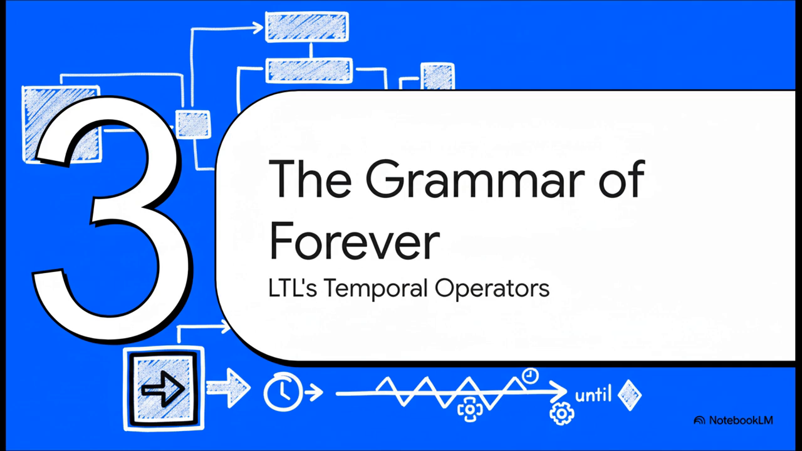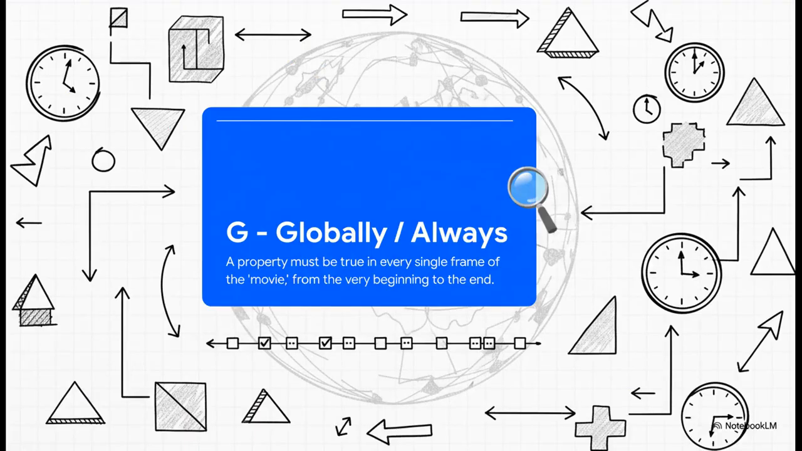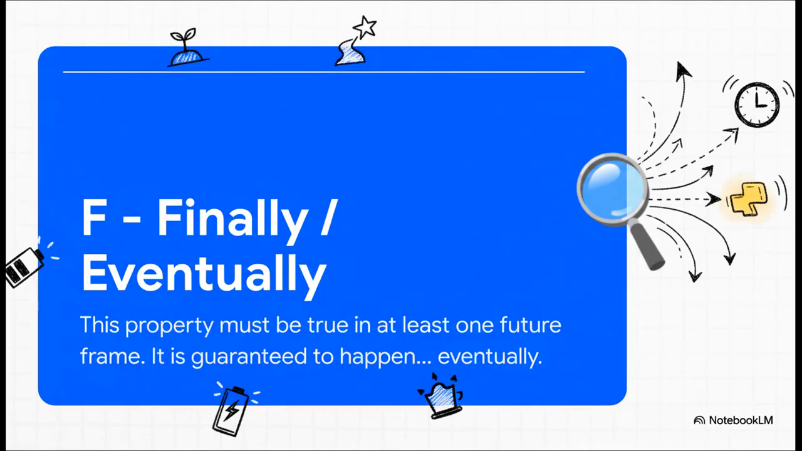Okay, so if LTL is the language for our script, what's its grammar look like? Turns out it all comes down to just a few core ideas, what we call temporal operators, that let us make really specific rules about time. First up, we have G, which stands for globally, or more simply, always. This is the big one, the ultimate rule. When you write a G rule, you're saying some property has to be true in every single frame of the movie, from the very beginning to infinity. No exceptions, ever.